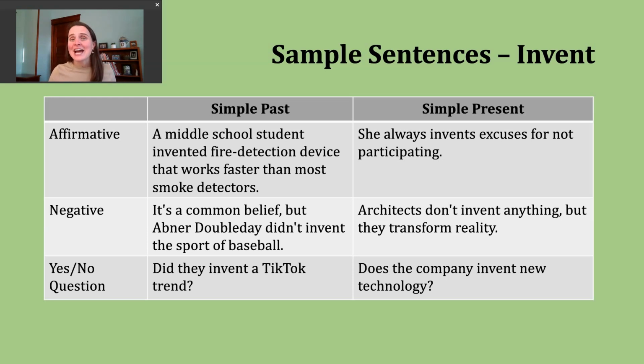The nice thing about making simple past tense sentences is that our structure is going to stay the same no matter what our subject is. So in the affirmative, we're going to start with our subject, and then we're going to have the ed form of our verb because this is a regular verb. You can see that in my example sentence here. A middle school student invented a fire detection device that works faster than most smoke detectors.